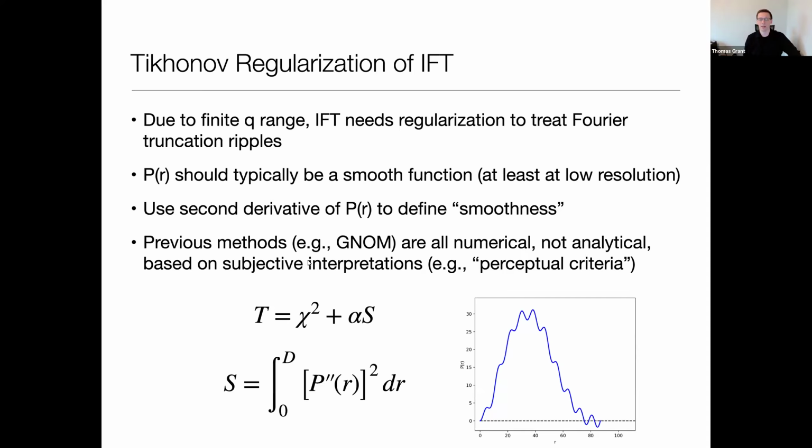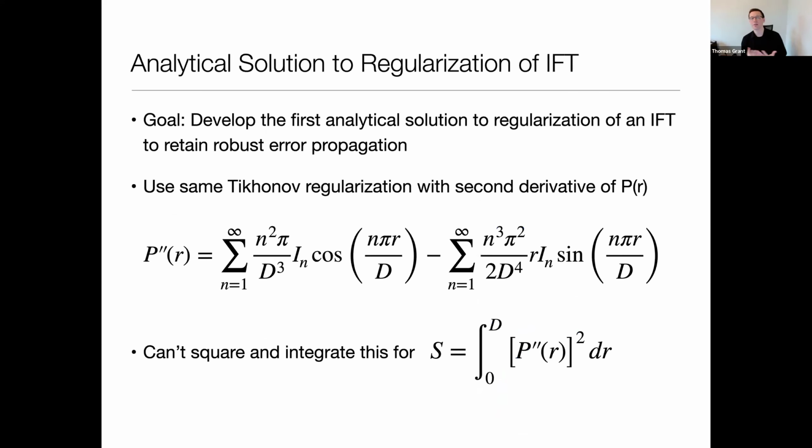Now, previous methods like Noam are all numerical, as I mentioned, because of these cubic splines. They're not analytical, and so they're based on some subjective interpretations. They're looking at differences in the knots and things like that. And so they develop some perceptual criteria because of this numerical optimization. So I wanted to set out to define this regularization for our method using Shannon intensities. An analytical solution to the regularization problem doesn't exist currently, or at least it didn't until we figured this out. So we applied Tikhonov regularization again with the second derivative of P of R.